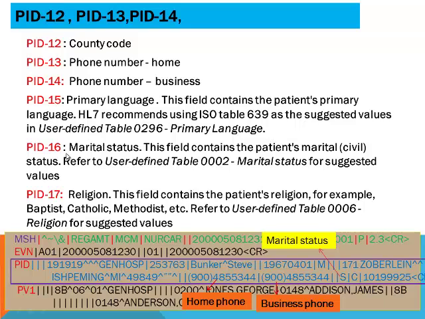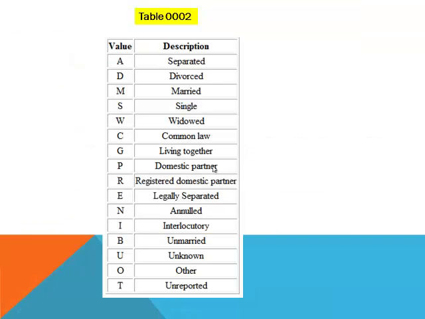So for the PID 16, that's the marital status. That means there are several definitions. For example, single, married, or widowed, or something. In fact, this is defined in table 002. I put it here. That means different values have different meanings.